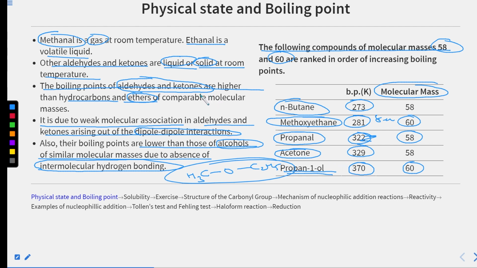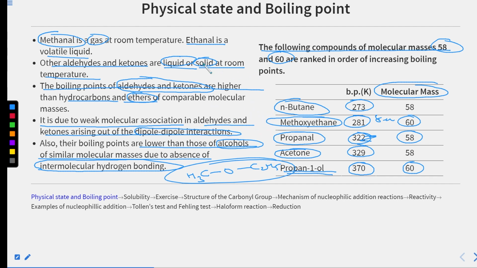So this was about the physical state. First we have seen that methanol has the gaseous state, and as we increase the molecular mass, the van der Waals interaction increases and the state changes from gas to liquid to solid. Then we have the boiling point. In boiling point, we have seen that due to dipole-dipole interaction, aldehyde and ketone have a greater interaction and a greater boiling point as compared to ether, and ether has a greater boiling point as compared to your normal propane, butane, or any other alkane. Okay, so this was about the physical state and boiling point.